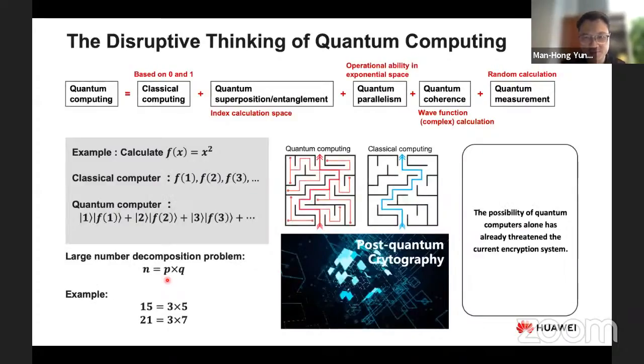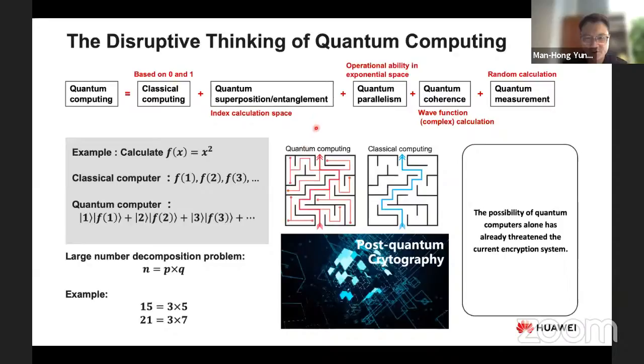This I don't need to explain much because everybody knows about quantum computing. I just invented an equation by myself. What quantum computing really is, is basically still classical computing plus some features of quantum mechanics. So this is what quantum computing really is.